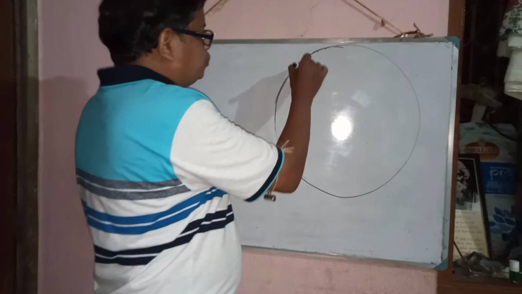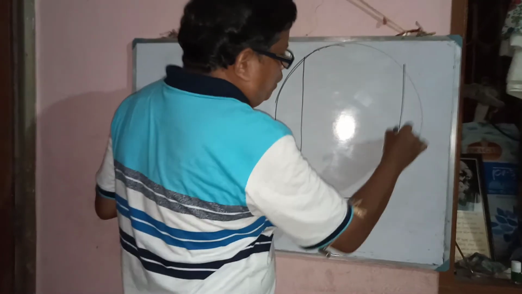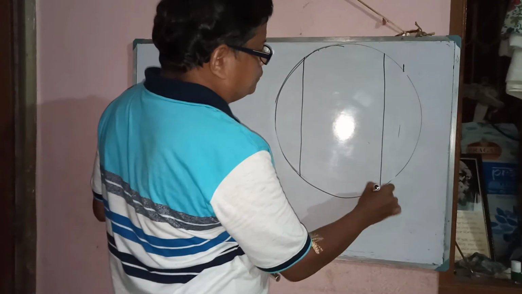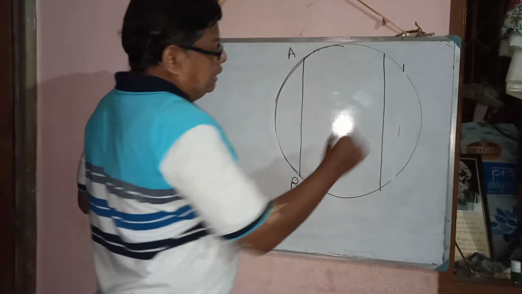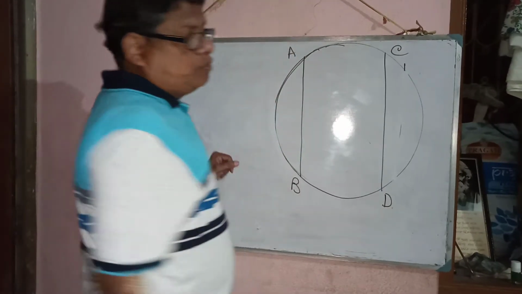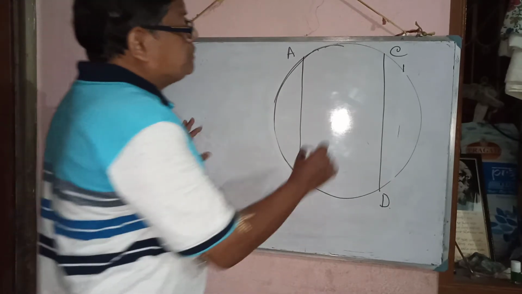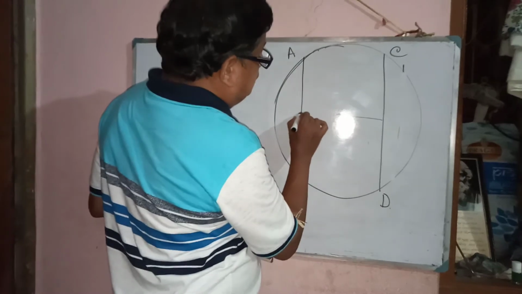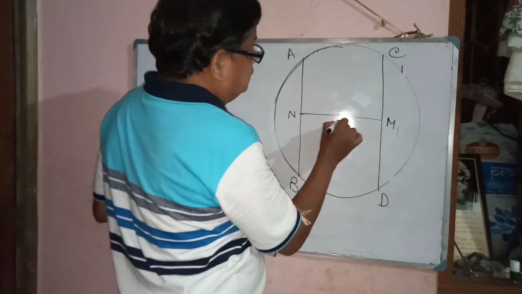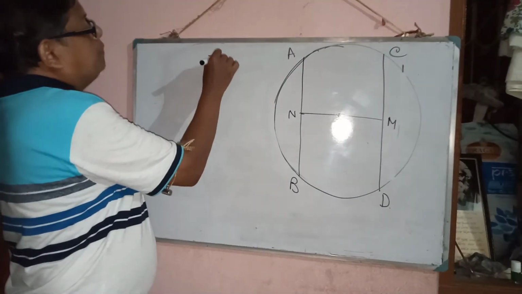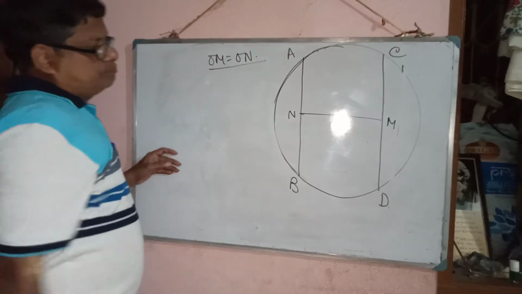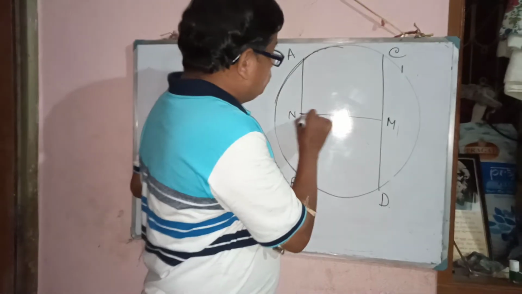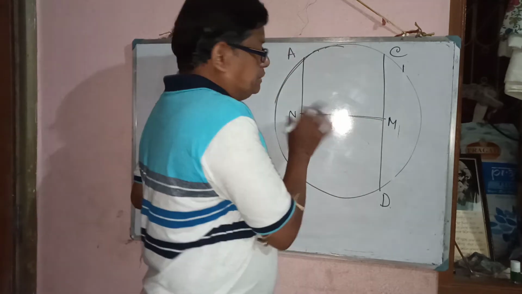So here, two equal chords: AB and CD are equal. They are equidistant from the center. So this is the center. Suppose here M and N. To prove OM equals ON. Two chords are equal. Equidistant means this distance equals this distance.